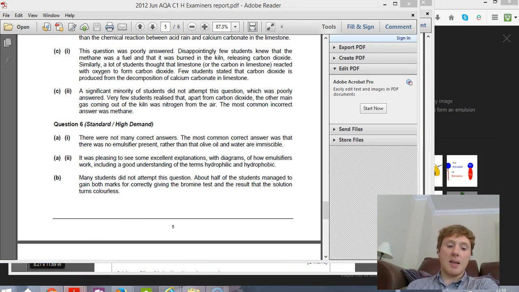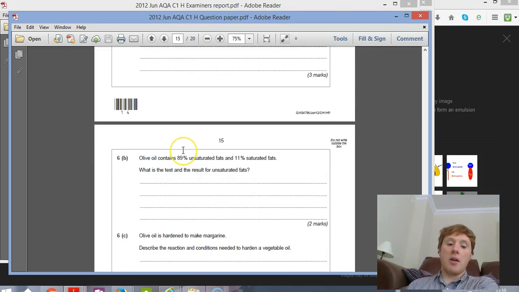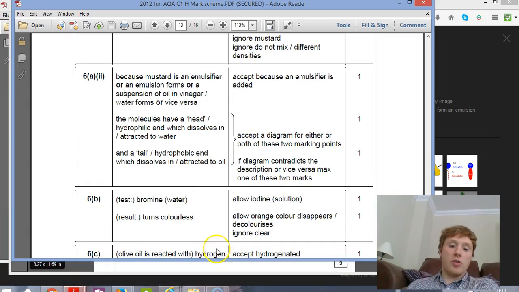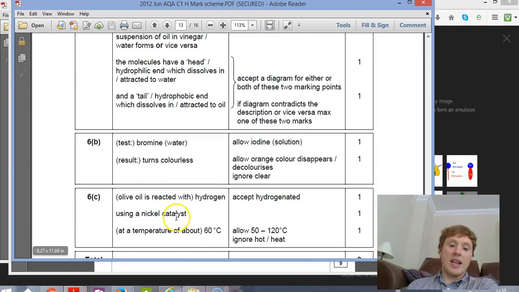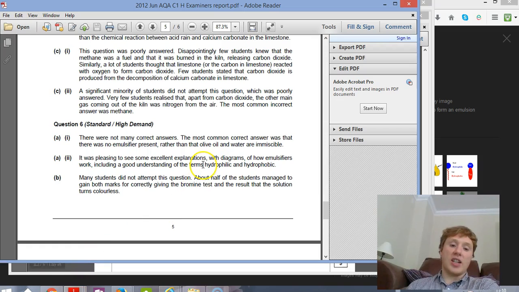Many students didn't attempt this question. Hopefully a lot of people have done it. If you haven't seen this practical, you can YouTube it. There's plenty of YouTube videos showing the bromine water test. Hardening, so this is something else you need to revise. Making unsaturated fat saturated, so give the reaction and conditions. So you should have add hydrogen with a nickel catalyst at 60 degrees. That's something you need to learn. How do you make unsaturated oils saturated? It's the process called hardening. You add hydrogen with a nickel catalyst, 60 degrees.